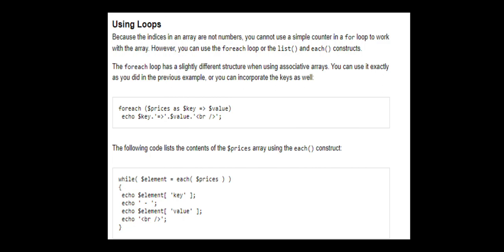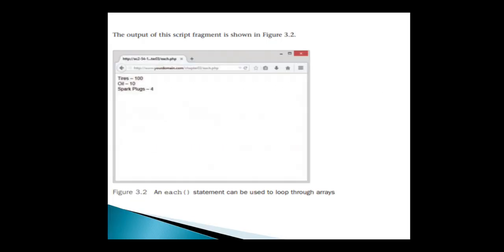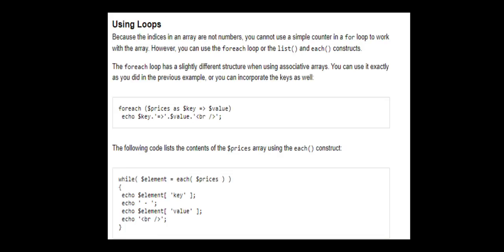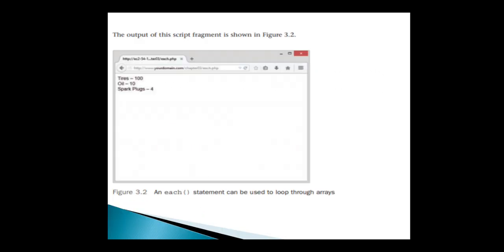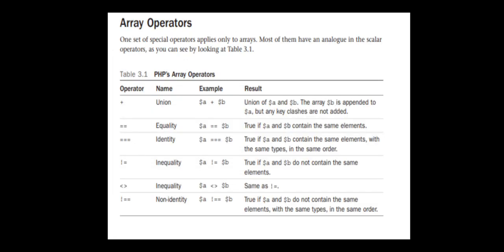Before that, one example is there: what values had been initialized. Here, while $element equals each prices, it prints out the prices and the elements within this example. Here echo element key, then echo element value. So here you can see the key will be tires, then it will print the values: 100, 10 and 4.